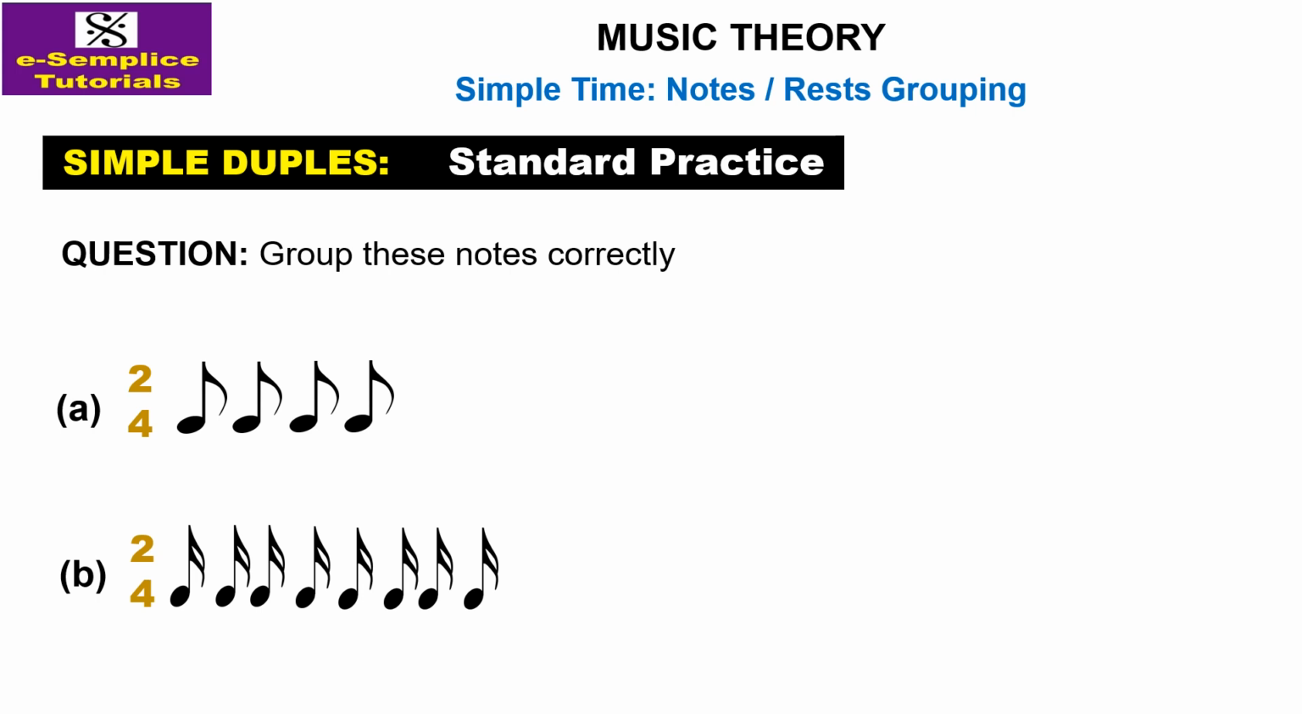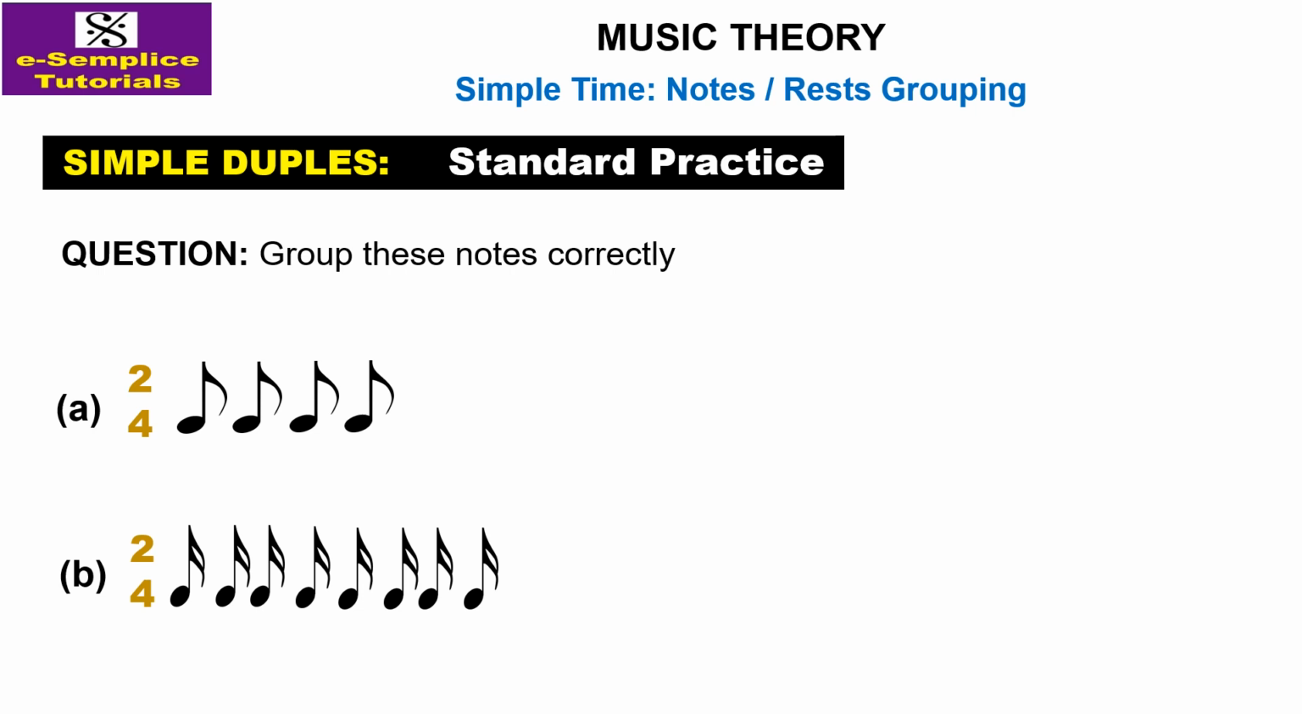Let's consider simple duples first and look at standard practice around simple duples. From simple duples, we'll take an ambassador from that group, and that ambassador is going to be 2-4 time. And the question is, group these notes correctly. A, 2-4, you are given 4 quavers. Then B, still 2-4 time, but given 8 semiquavers. How should these notes be grouped?